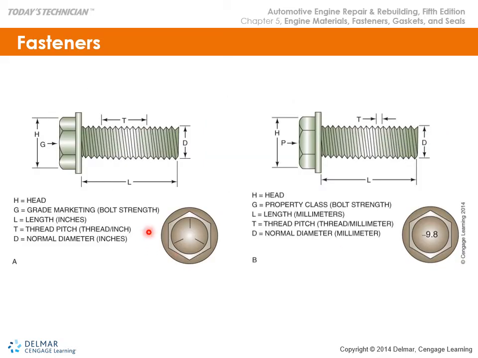Here we have a grade 5 because we're seeing the 3 hash marks on the bolt, and in metric we're going to have the number that'll give us the hardness. When a bolt length is considered from the bottom of the head from here to here, that is a bolt length. It does not include the head.